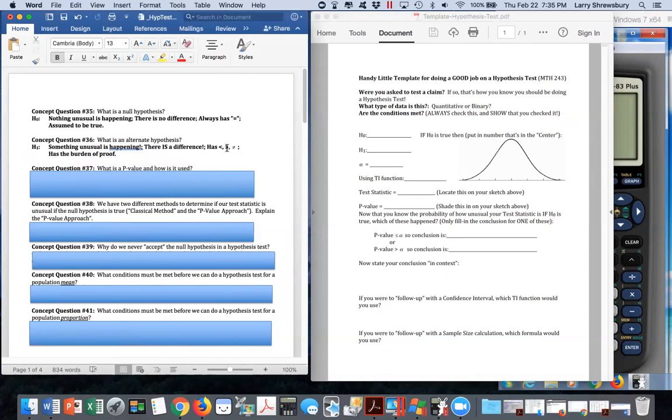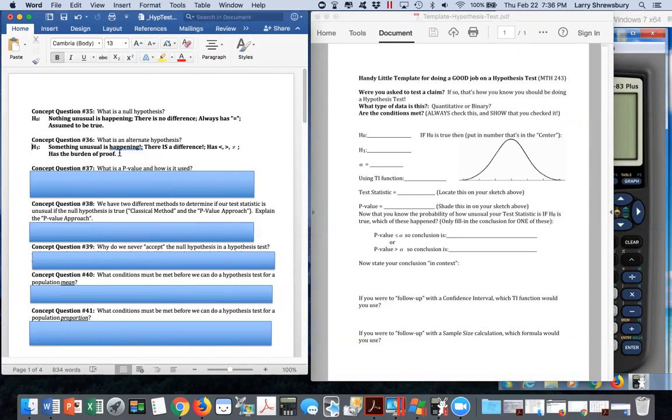The opposite of equals is an inequality. Now we have three different inequalities. Which one you use depends on you carefully reading the problem and seeing which one they're interested in, but it'll be in there. And if the null hypothesis is assumed to be true, has the benefit of the doubt, the burden of proof is on the alternative.